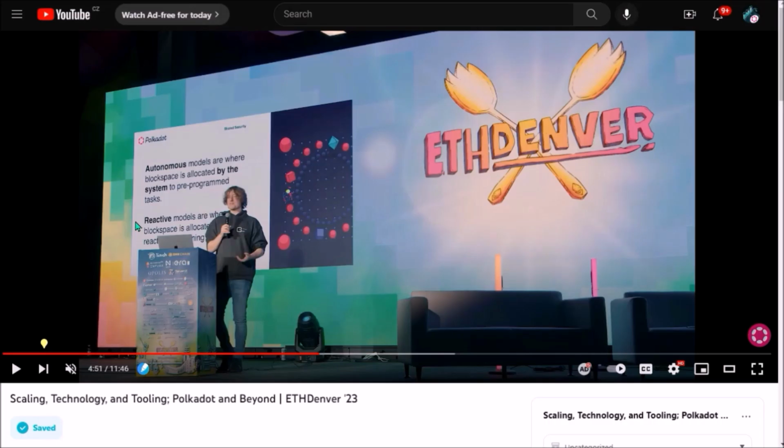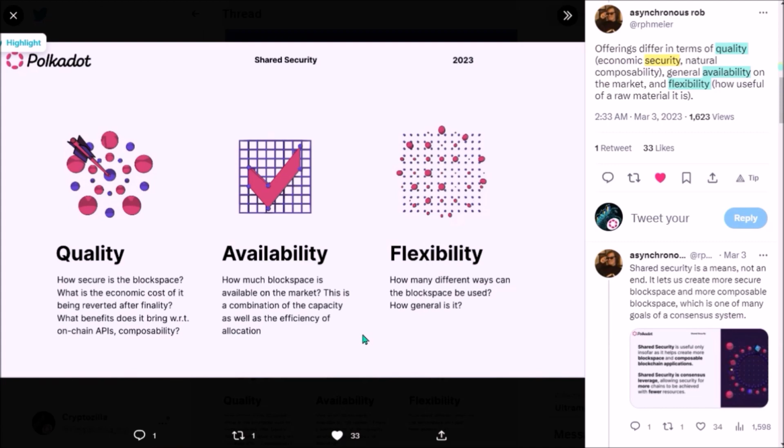So it's no surprise that most current blockchains are like this, but the future will bring blockchains that will advance beyond this reactive model, and Polkadot is aiming to be one of them. So quality, availability and flexibility define each block space produced by each blockchain, and it is in the best interest of dApp developers to select the best block space available on the market to build their applications on.